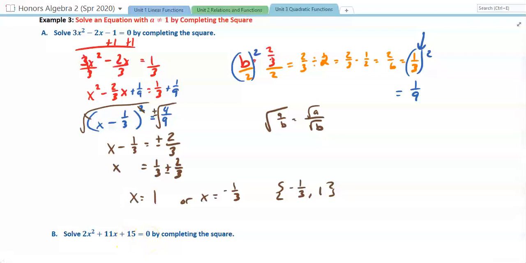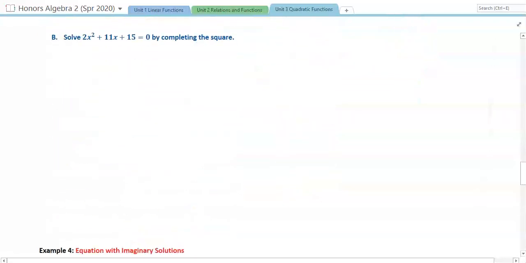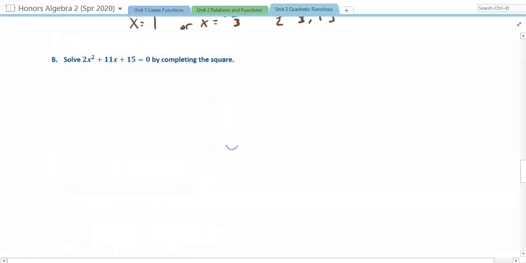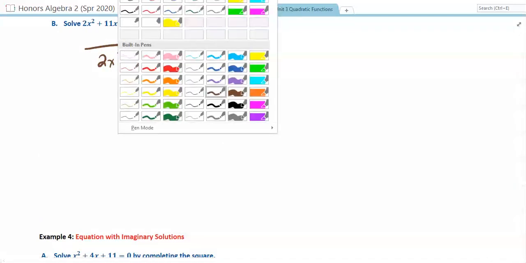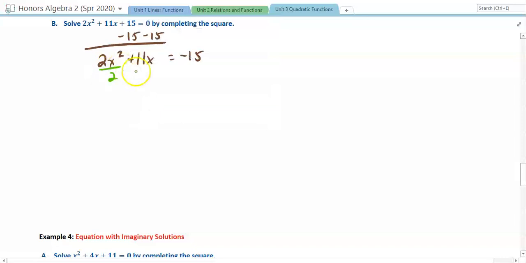All right, so 2x squared plus 11x plus 15 is equal to 0. And so again, I'm going to subtract the 15 first from both sides. So I get 2x squared plus the 11x is equal to the negative 15. And then remember, we're going to divide both sides, which means I divide everything by this 2. So I get x squared plus 11 halves x, leaving my gap, is equal to negative 15 halves.